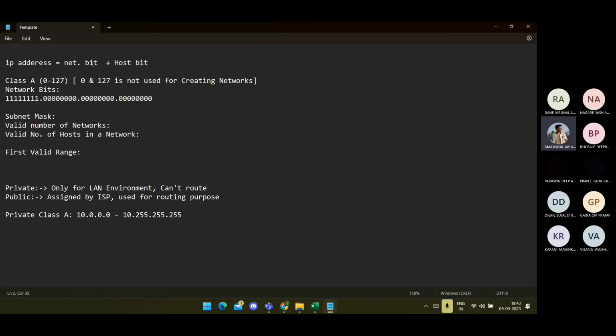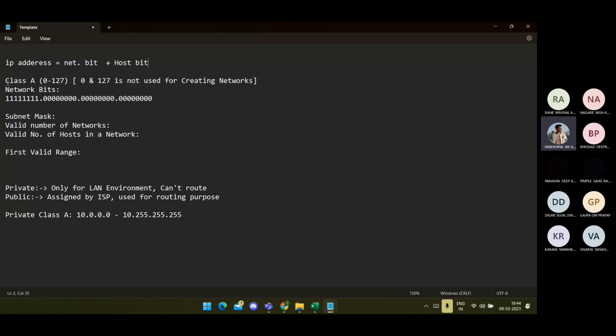So network bit defines the number of networks, and host bit defines which host a specific IP belongs to. By knowing the IP address, net bit and the subnet mask of the IP address, we can calculate the number of hosts this IP address can be assigned to.